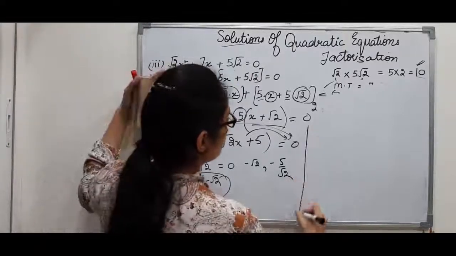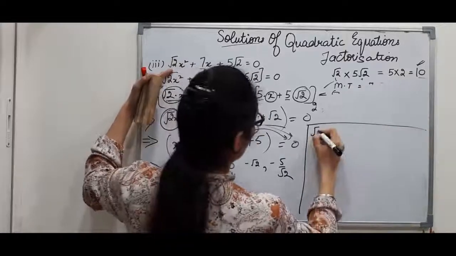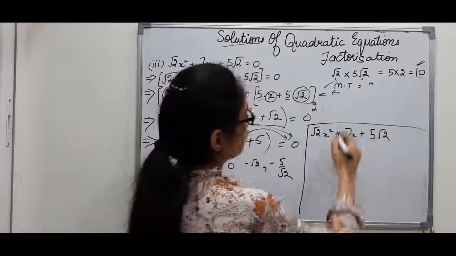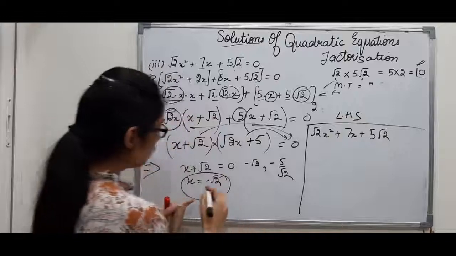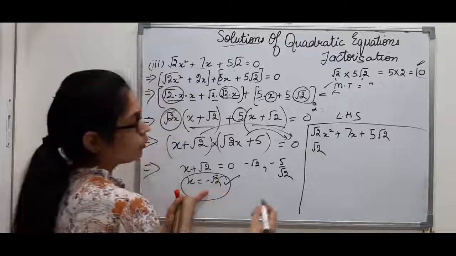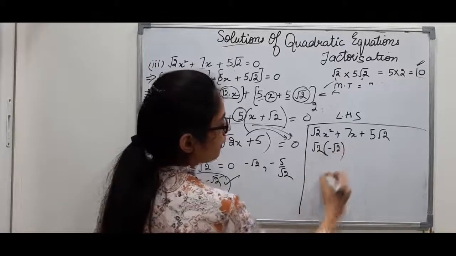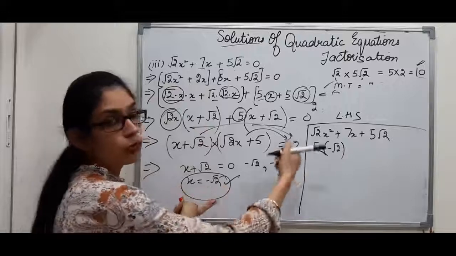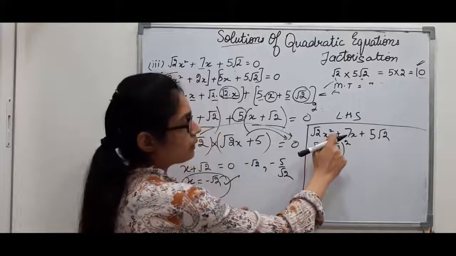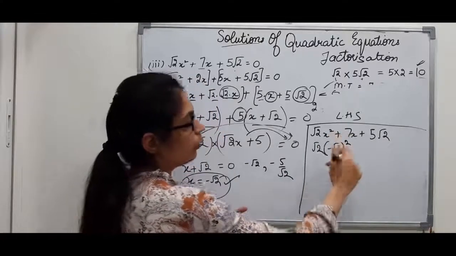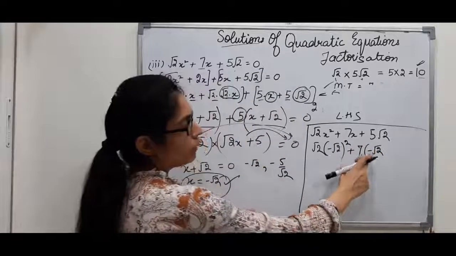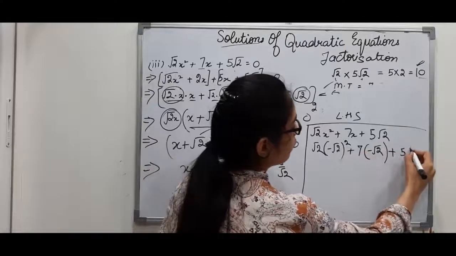So I'll take this equation, root 2x square plus 7x plus 5 root 2. Only the left hand side I will take. Now one root I have calculated as minus root 2. So in place of x, I will write its value as minus of root 2. See, root 2, in place of x, I have written minus of root 2 whole square, plus again 7, then the value of x, minus root 2, plus 5 root 2.